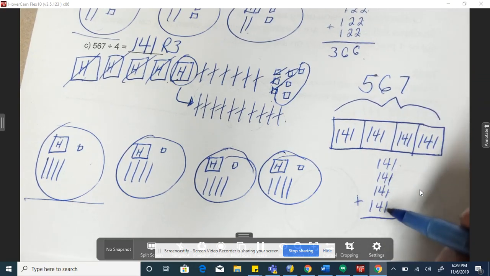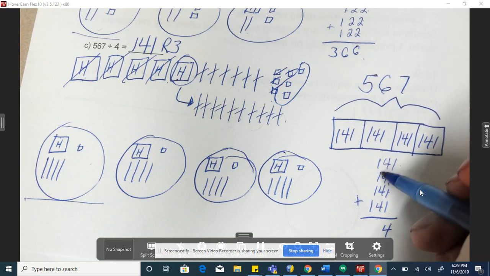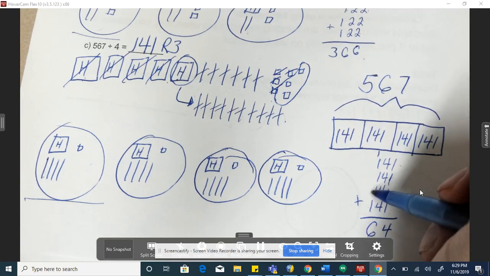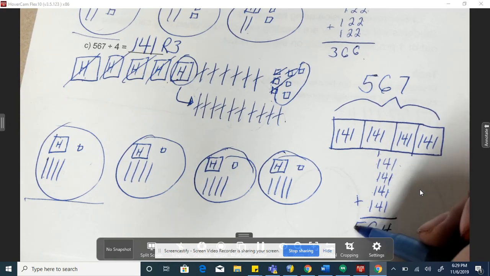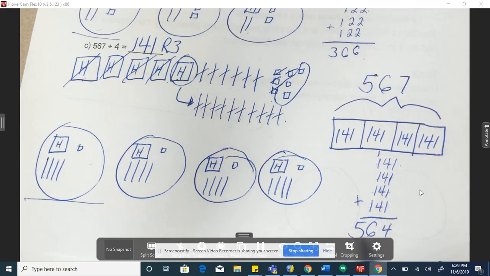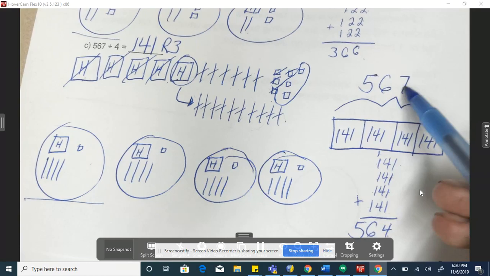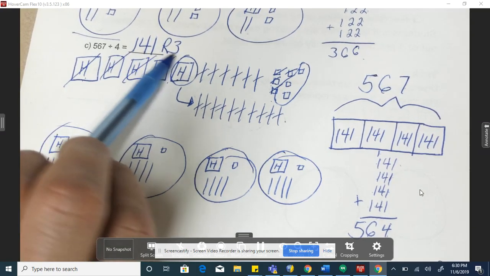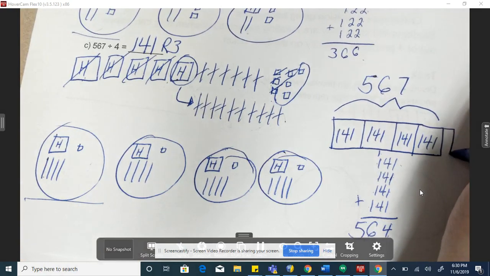One plus 1 plus 1 plus 1 is 4. 4 plus 4 plus 4 plus 4 is 16. Carry the 1. 1 plus 1 plus 1 plus 1 plus 1 is 5. So let's see, I'm at 564. I needed to get to 567. I'm 3 away, but look, my remainder is 3. So I can tack on that extra 3.